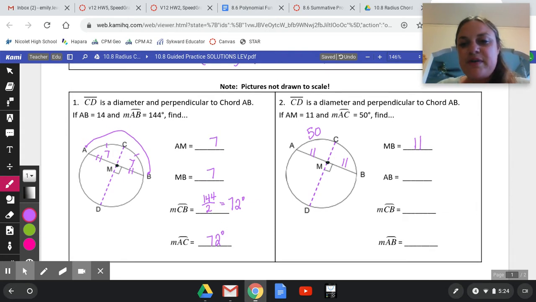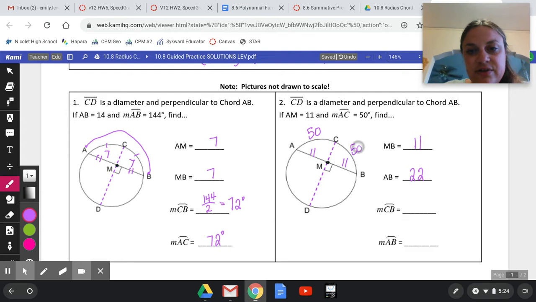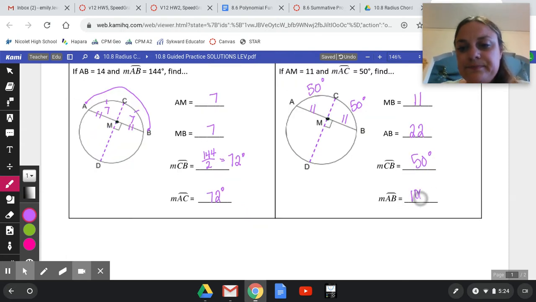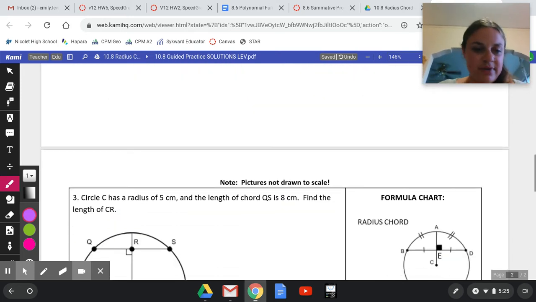This AB would just be 2 times 11, or 22. Okay, so the measure of arc CB would also have to be 50, because you know it's cut in half, so 50 degrees. Measure of arc AB would be 50 plus 50, which is 100 degrees. Okay, so there's a relationship. As you look at these diagrams, you can kind of tell it looks like it's half. In this case, it actually is half, right? Like you're cutting the chord in half. You're cutting that arc in half. So in this case, it is.